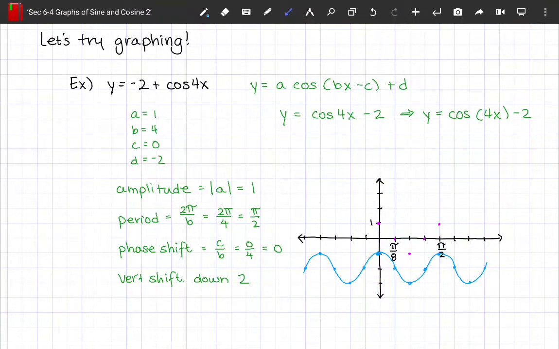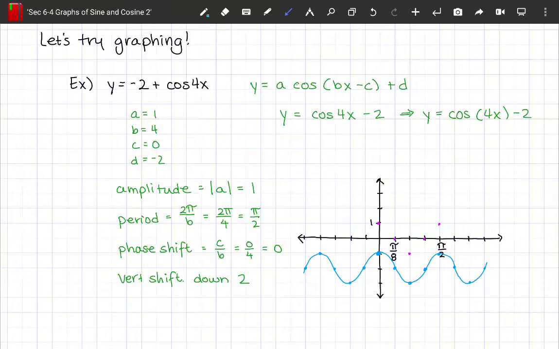So one period was pi over 2. So 1, 2, 3, 4 spaces is pi over 2. That means each space is 1/4 of that, or pi over 8. That helps me get my scale. So that's one thing I like to do with my graphs, is choose a convenient scale on the x-axis. And then the other thing I like to do is think about what the graph is going to look like before any shifts, either a phase shift or a vertical shift, and then I apply those.